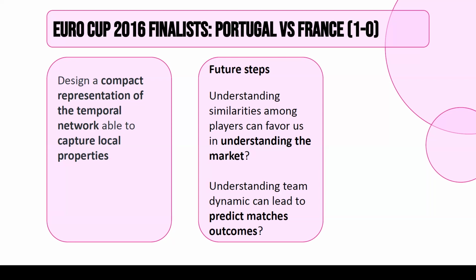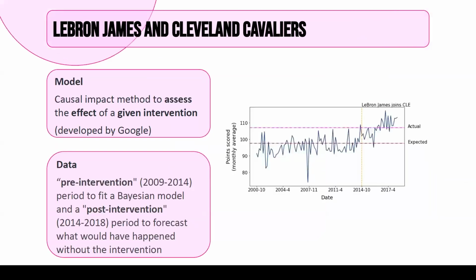Okay. Related instead to the causal impact that I showed you on the example of hurricanes and climate change, I would like to show you something about the NBA and how this method is proven to be good to assess the effect of a given decision or intervention on a possible team or decision in the league or on a team per se.